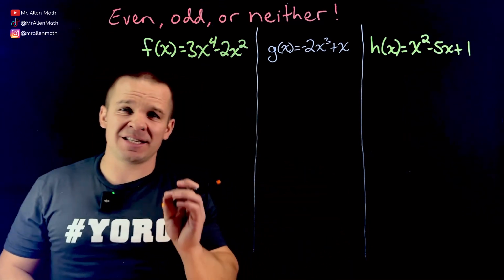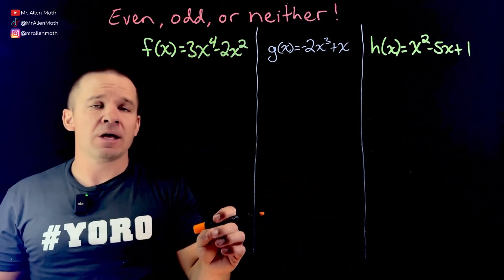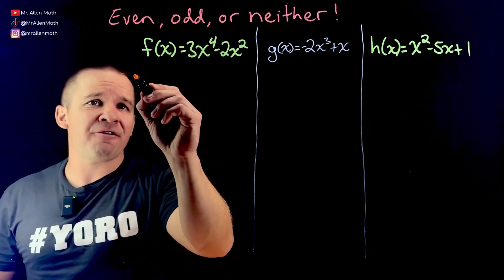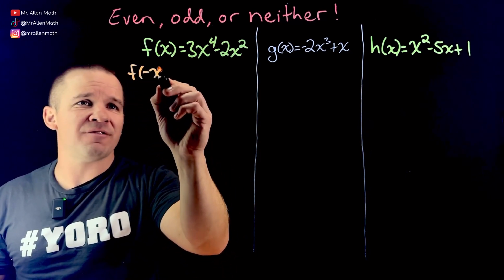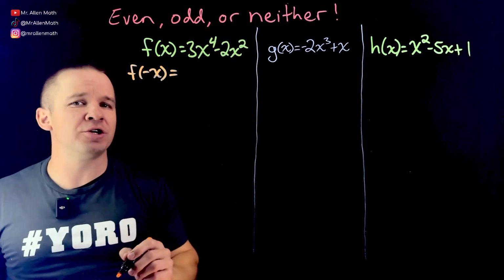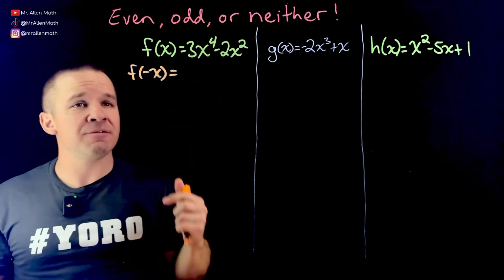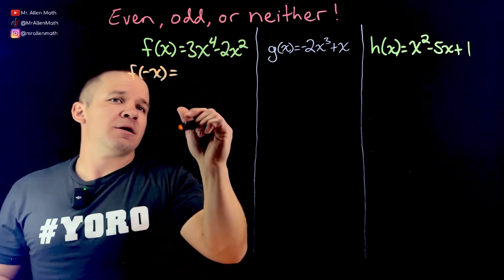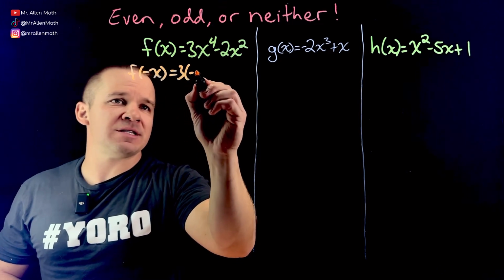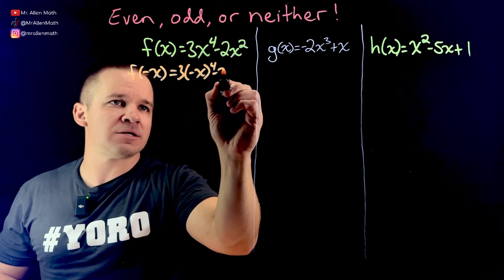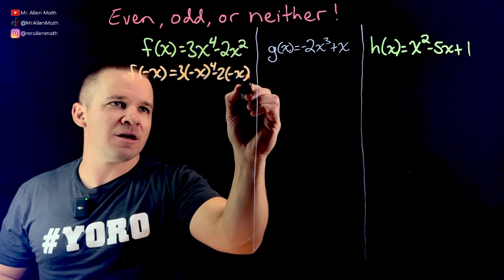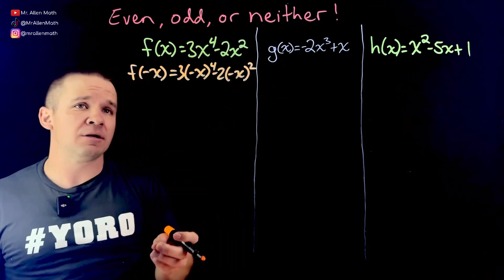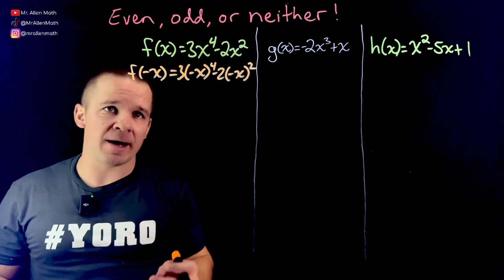Let's get after these tests. This is the algebraic test. So I want to see, is f of negative x equivalent to the original? If it is, it's an even function, all right? So we're going to have 3 and then parentheses negative x to the fourth minus 2 and then negative x squared. So I'm going to substitute in negative x in place of all my x's.